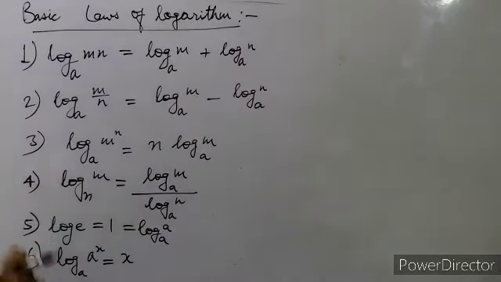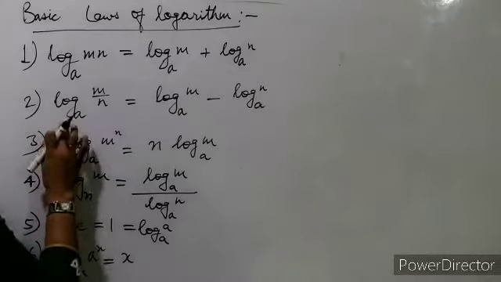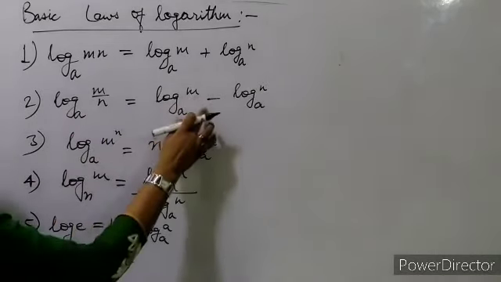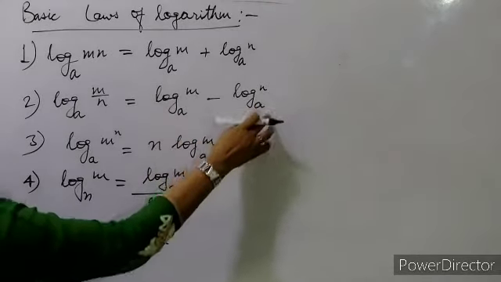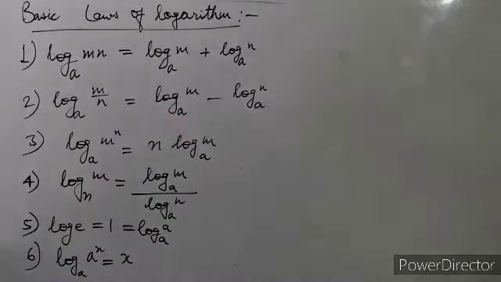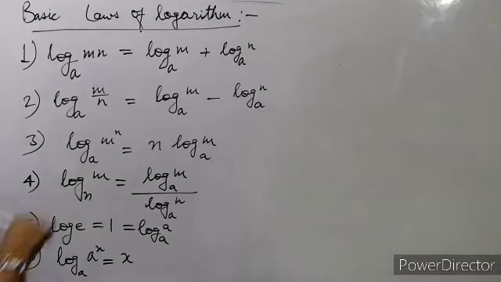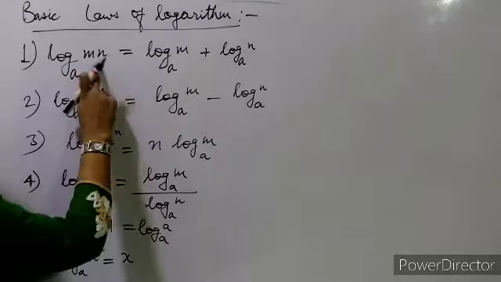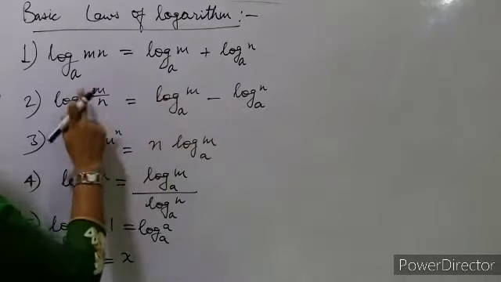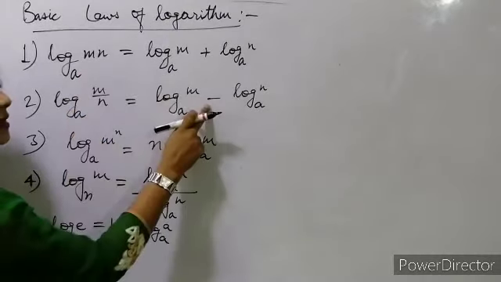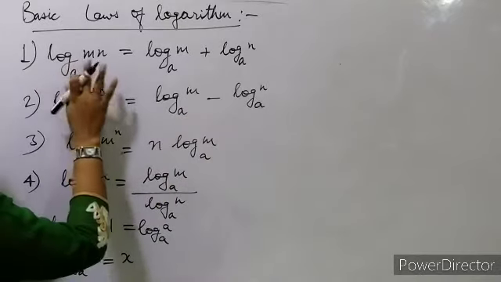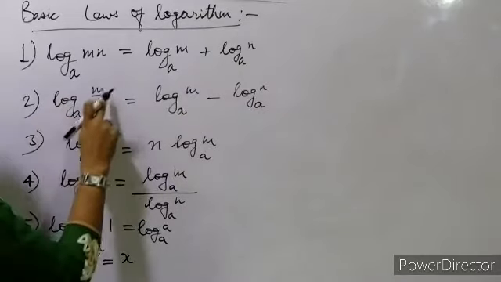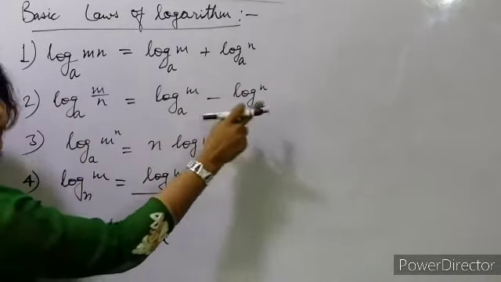Now log of m upon n to the base a will be equal to log of m to the base a minus log of n to the base a. So just remember one thing, when we are taking m multiplied by n, in that case we have to add it, and m divided by n, subtraction use करेंगे. So log of mn to the base a, log of m plus log of n. Log of m divided by n, log of m minus log of n.